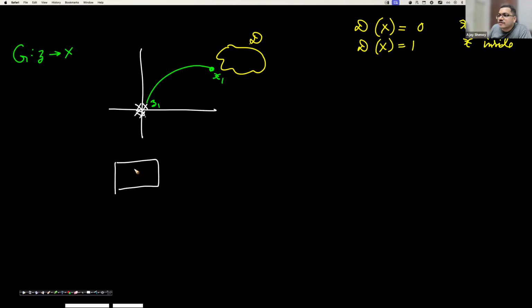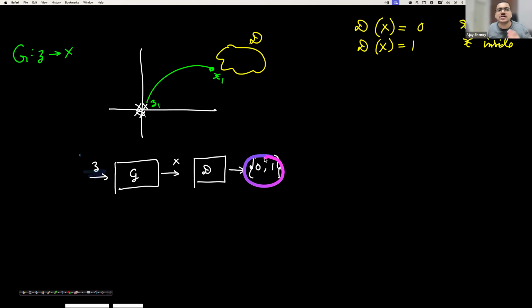Where the function G is now represented like this, with Z coming here and X coming here. That's the G function. And the function D has to give you a 0 or 1. Put together, if you look at the whole neural network now, it almost looks like Z is the input, and the output is like a sigmoid version of 0 or 1 or whatever.